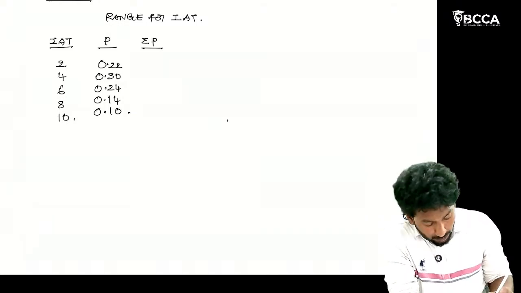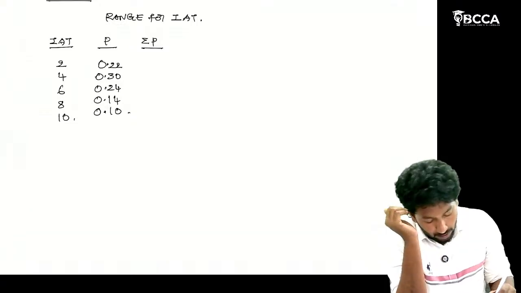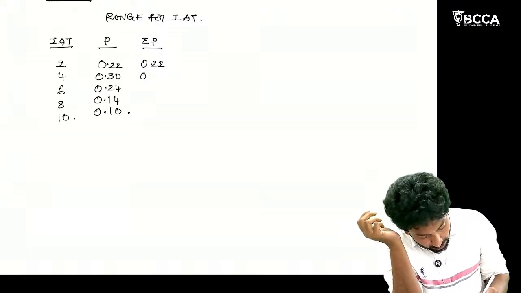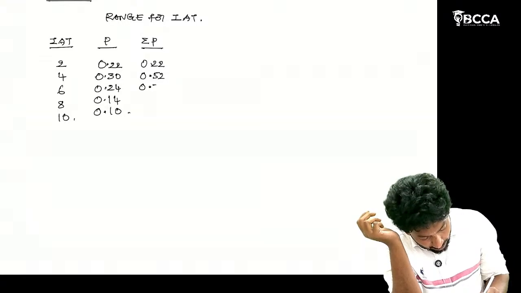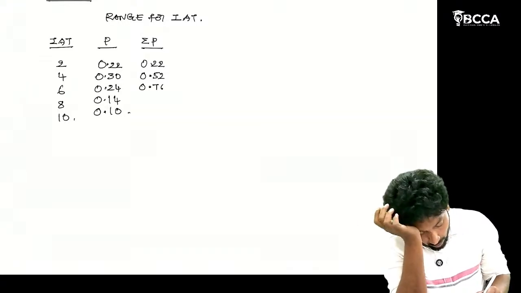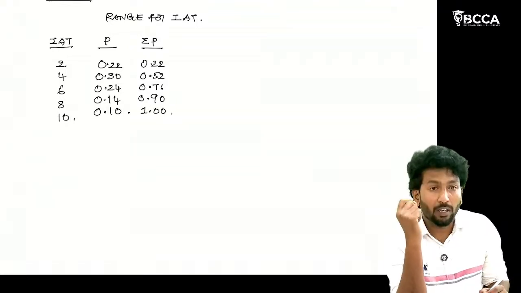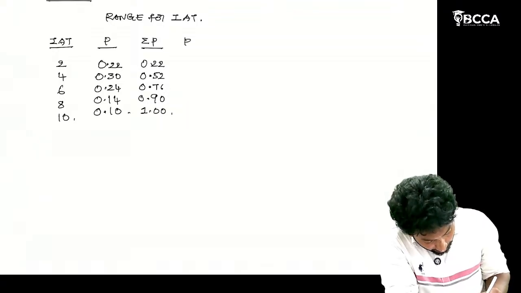Okay, so next we have to write cumulative probabilities. Cumulative probability means top to down add all the probabilities. 0.22 plus 0.30, that means 0.52, plus 0.24, that means 0.76, add 0.14, 0.90, and 1.00 cumulative probability. Now we have to write what? Range.